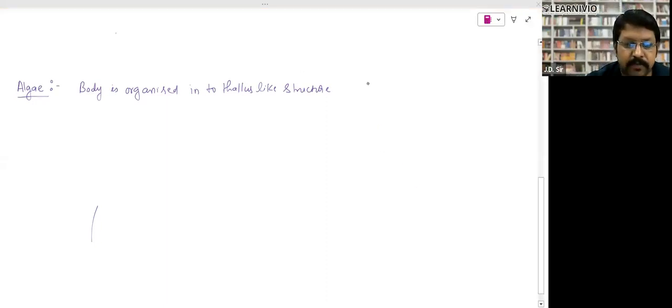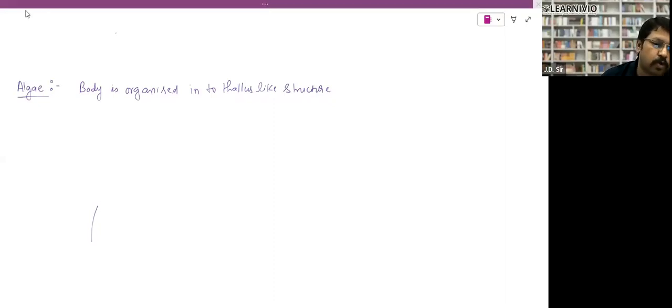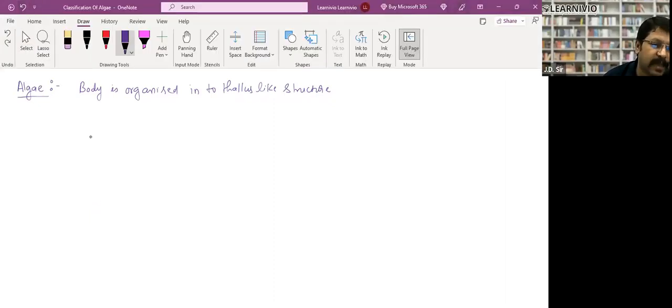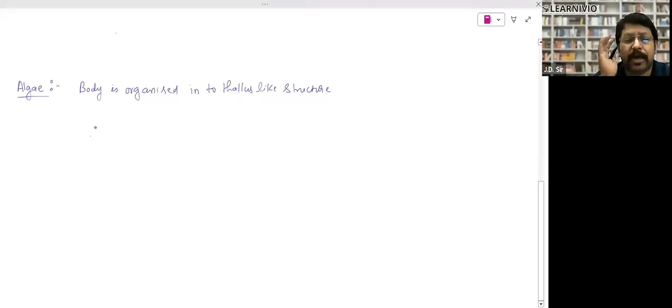Okay. Anyway, so the body is organized into a thallus-like structure. So what is the thallus-like structure? I have already told you, if you get the term thallus-like structure, it means there is no clear-cut division of root, stem, and leaf, right? So root, stem, and leaves are not clearly divided, right?